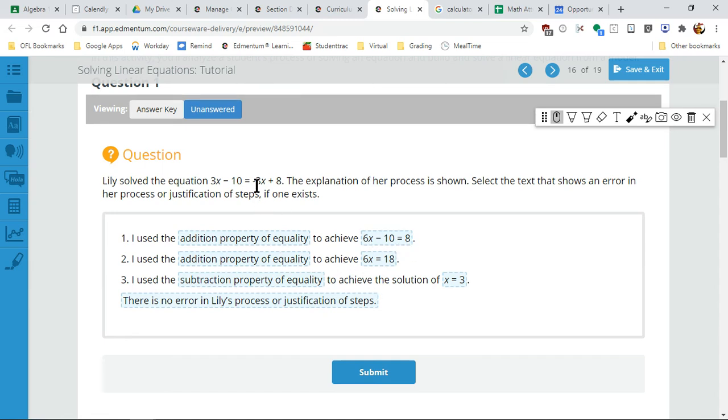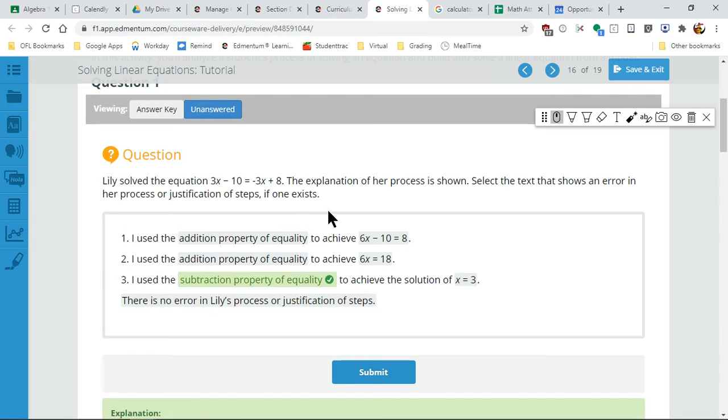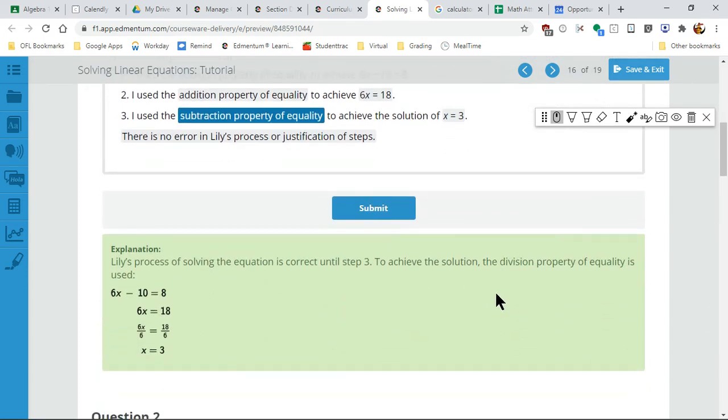So to get from here, she's going to add 3x to both sides. So that's why this is right. That one's okay. We're looking for the wrong answer. This one, they're going to add 10 to both sides, so that's right. And this one's wrong because she's subtracting. So that's why this would be considered the wrong answer, because they're dividing. They're not using the subtraction property, they're dividing by 6. So that's why the subtraction property would be the wrong answer in this case. And right here, it shows you how you would solve it.